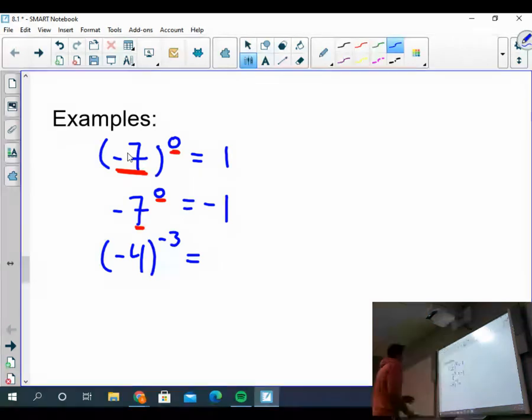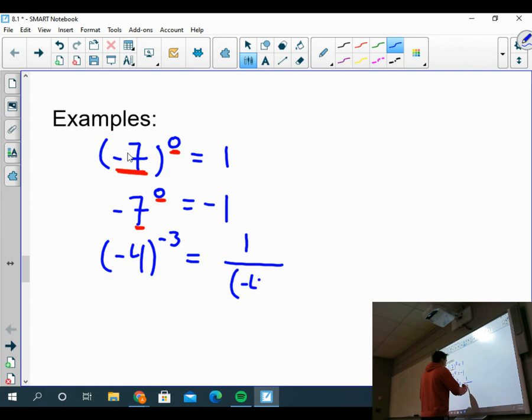Okay? We look at this final one here, -4 to the -3rd power. Unlike the previous examples, we do have a negative exponent here. So how are we going to solve this? Well, we know we can rewrite this as 1 over -4 to the 3rd power. Okay, by writing that in the denominator, it gets rid of our negative exponent.